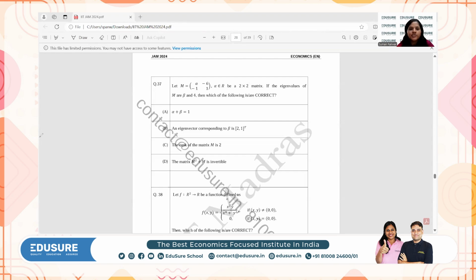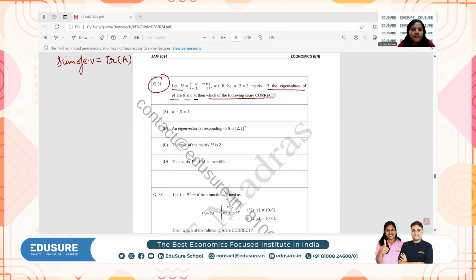IIT JAM 2024, question number 37. Let M be this matrix. If the eigenvalues of M are beta and 4, then which of the following are correct? So we need to use these things. Sum of eigenvalues is equal to trace of the matrix. What is trace of the matrix? Trace of the matrix is the sum of the diagonal elements.